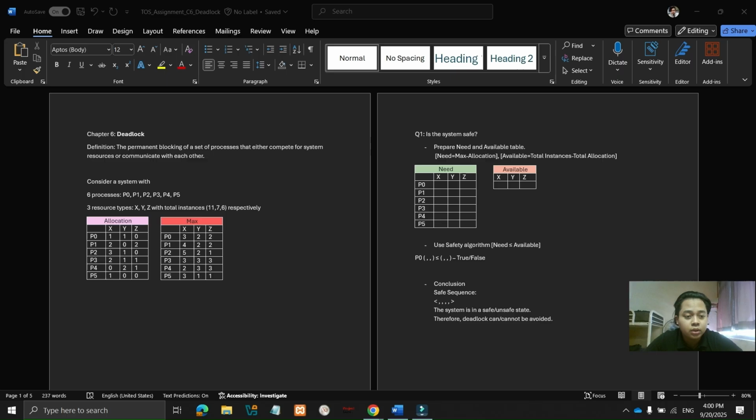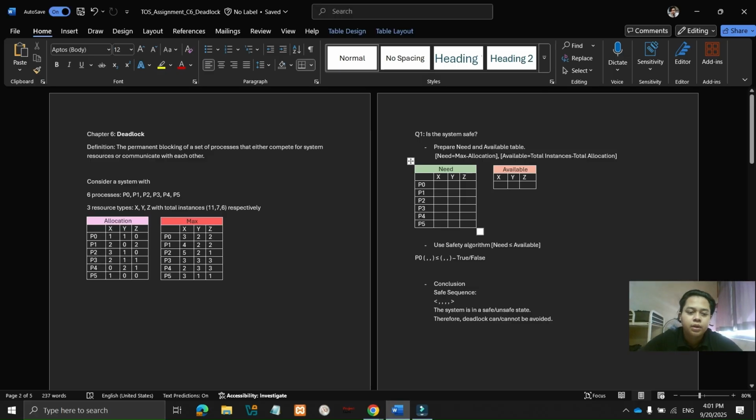Now we start with the questions. With 6 processes: P0, P1, P2, P3, P4, and P5, and 3 resource types X, Y, Z, with total instances 11, 7, 6 respectively. So this is the allocation table and max table. The question is: is the system safe? First, we need to start with the need and available tables. The need table is max minus allocation.